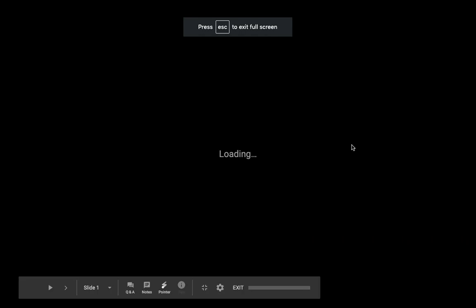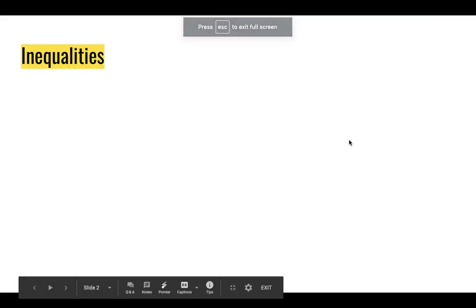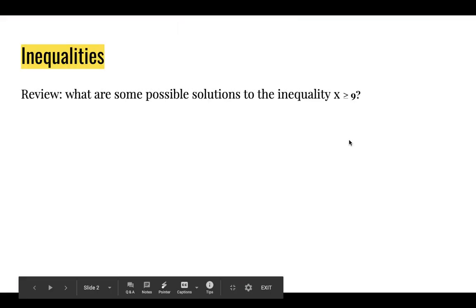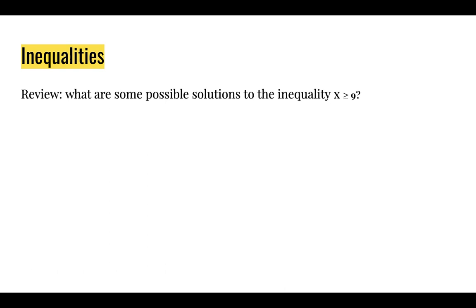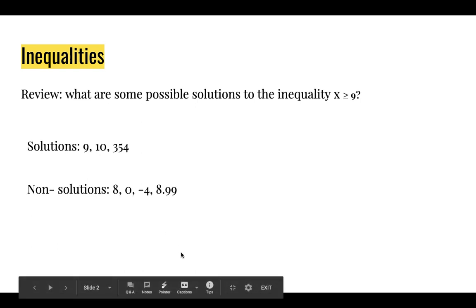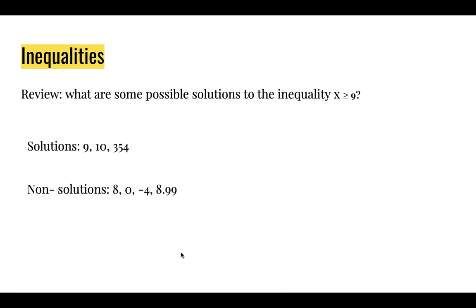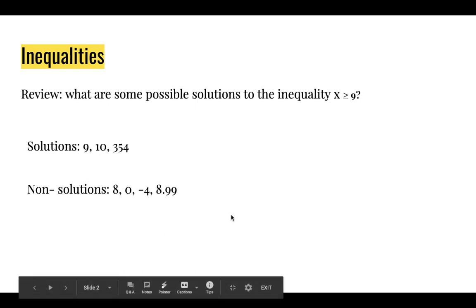Before we get into that, let's review what it means to be a solution to an inequality. Think to yourself, what are some possible solutions to the inequality x is greater than or equal to 9? Some possible solutions are x could be 9, 10, 354. There's an infinite number of solutions. And some non-solutions are 8, 0, -4, 8 and 99 hundredths. There's an infinite number of non-solutions as well.